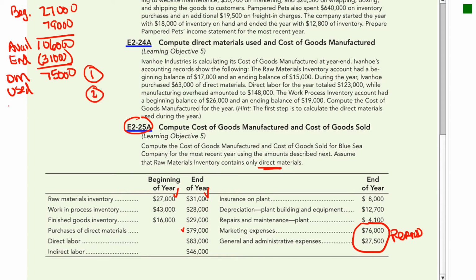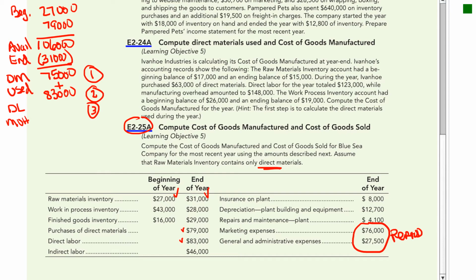Number two is going to be our direct labor, which they give to you right there. That's $83,000. So we're going to add that to direct materials used. And then the third one is going to be our manufacturing overhead. Now, the trick in this one is they didn't tell you actual overhead. You have to identify it. So I'm going to go through these costs again to help you identify it.